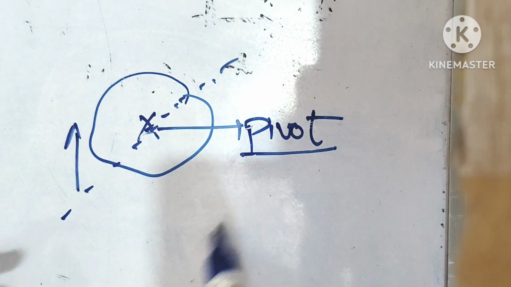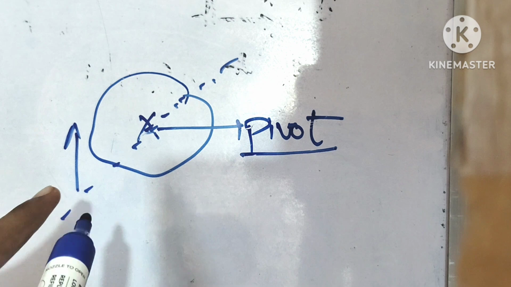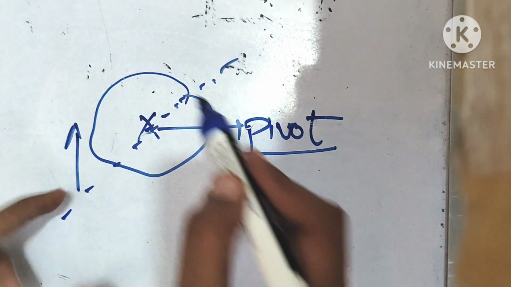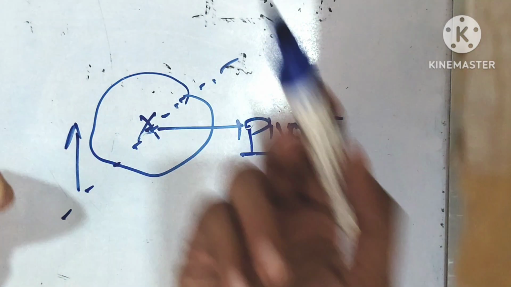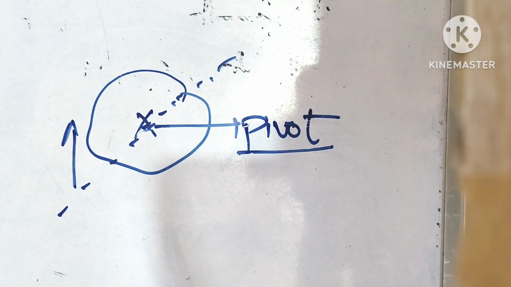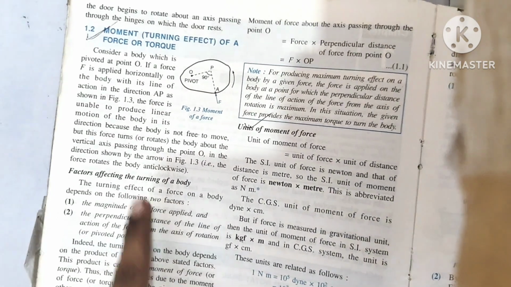If a circle is taken and its axis passes perpendicular through it, and if we apply a force on it, it starts to rotate about its pivoted point. So it is termed rotational motion. Okay, what is next?